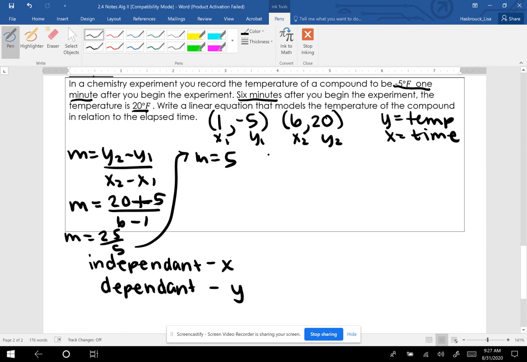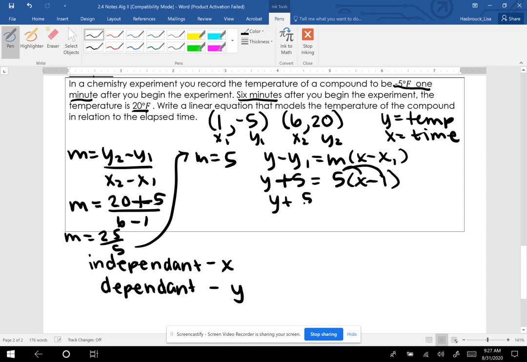Now I have a point and I have a slope, so I'm going to write it in point-slope form to begin with. Remember, you can use either of the original points. It doesn't matter. I'm going to go ahead and use the (1, -5). So y minus a negative 5 equals 5 times x minus 1. These two double negatives make a plus. In order to rearrange this, I need to distribute this 5. So y plus 5 equals 5 times x is 5x. 5 times negative 1 is minus 5. Now I'm going to subtract this 5 from each side to get y alone. So I get y equals 5x minus 10 as my final equation.